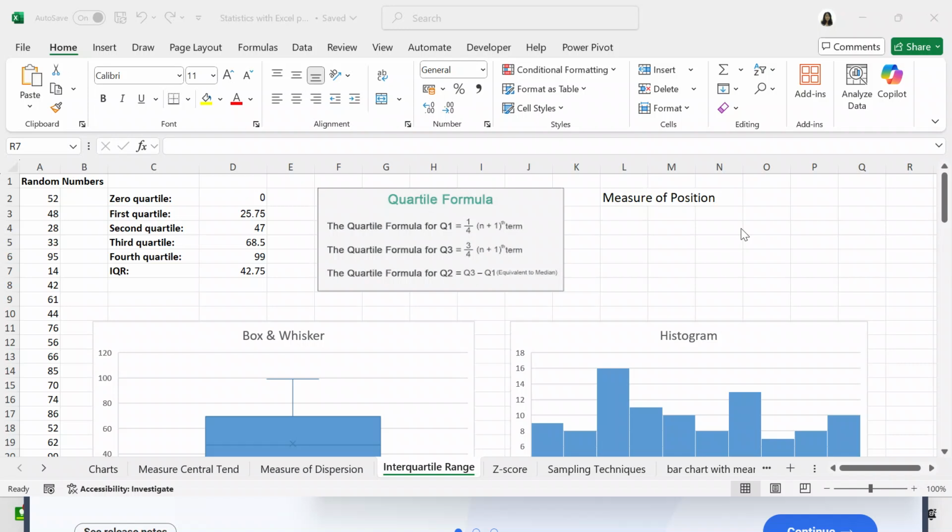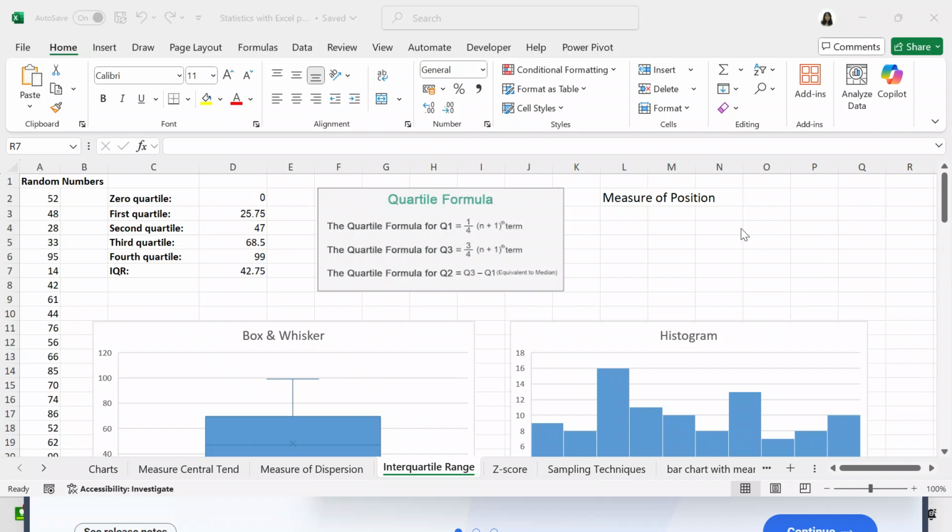YouTube viewers. In this particular video, what we're going to be talking about is the measure of position, which is also a part of descriptive statistics. The two main measures of position that we have in Excel are the quartiles and the percentiles. We covered the percentiles in the last video that I made, and the formula for the quartile is similar to the formula for the percentile.